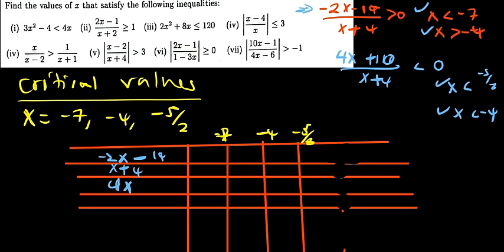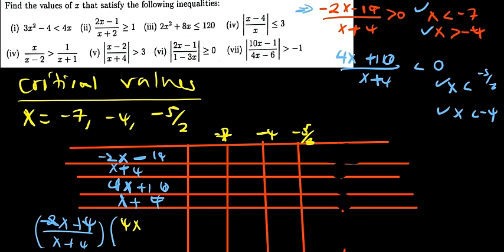Again here, I'll copy the way it is. 4x plus 10, the down part is x plus 4. Then here I need just to write the way it is: 2x plus 14 divided by x plus 4. Then here I need just to rewrite again 4x plus 10 divided by x plus 4. Like that. Now we start.